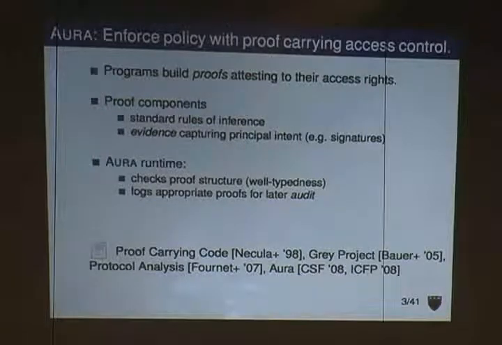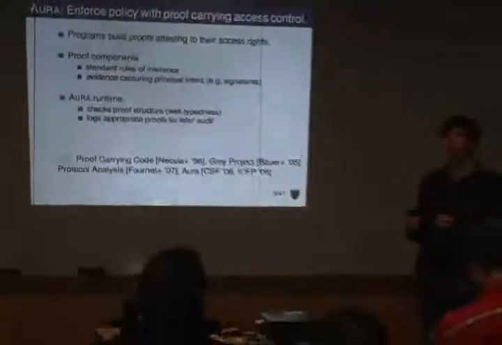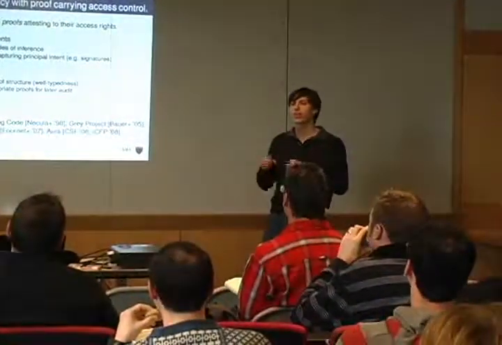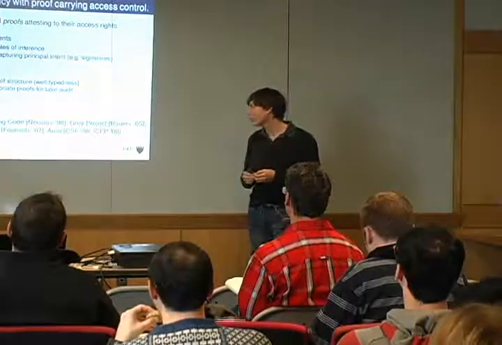But also something new, which is what we call evidence. And evidence are cryptographic signatures which talk about what principals affirm or assert. So if Alice wants to play a song, she might write down her request and sign it, and that's going to be a piece of evidence that can show up later in proofs about access control.